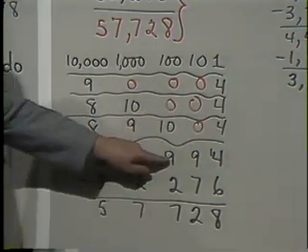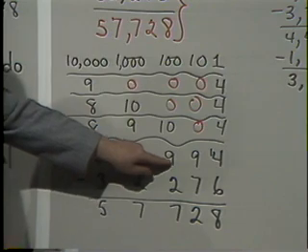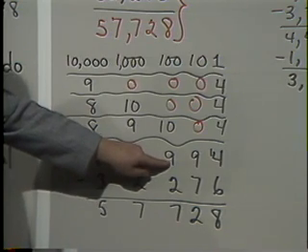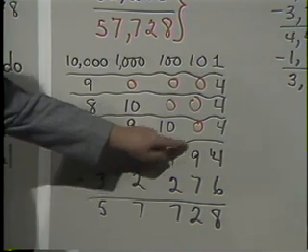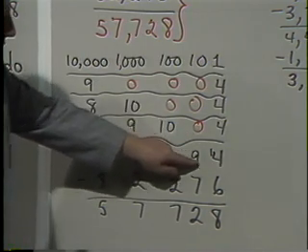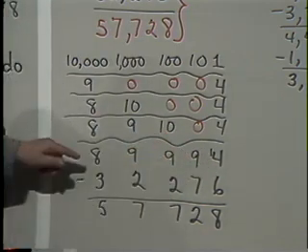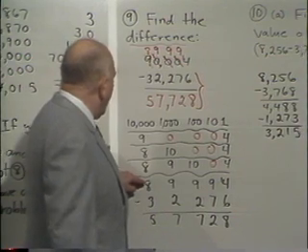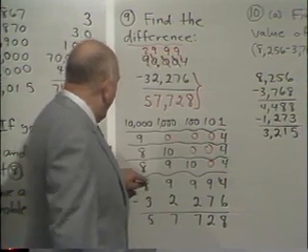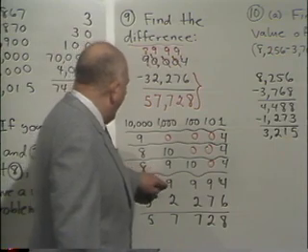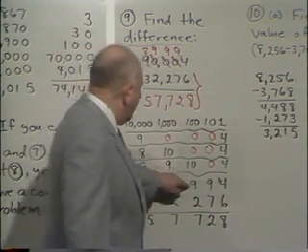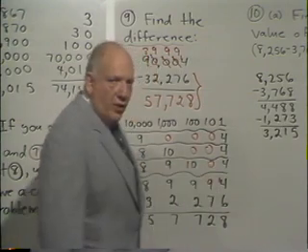Then I took one of my hundreds, leaving me with 9 of them. I traded those in for 10 of these. Then I took one of these and traded it in for 10 ones. So all I did, in effect, is rewrite 90,004 as 80,000 plus 9,000 plus 900 plus 90 plus 14.